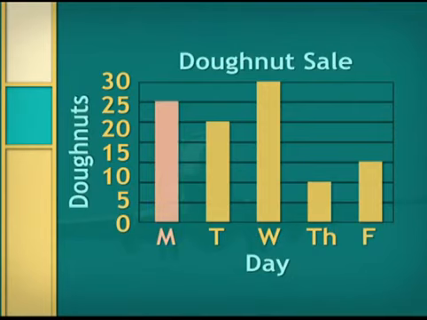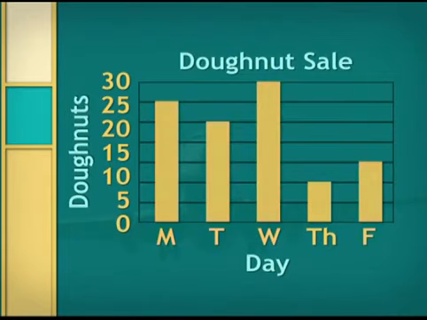Well, that would be Monday, Tuesday, Wednesday, and Friday. Thursday was the only day that fewer than a dozen were sold. There were only 10 sold on Thursday. We need at least 12 to be a dozen.